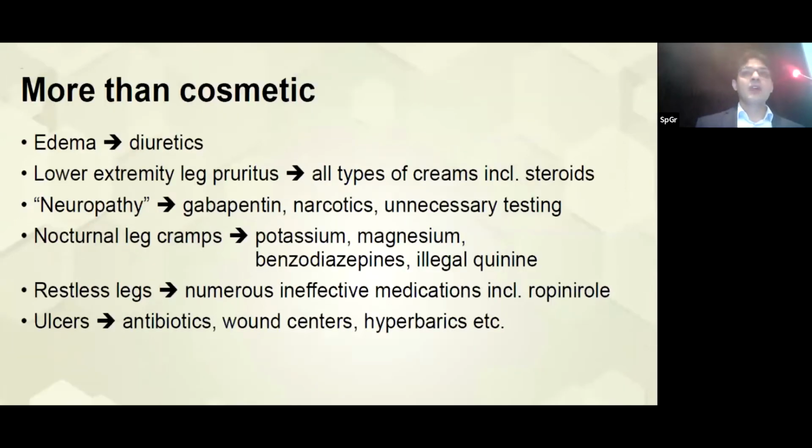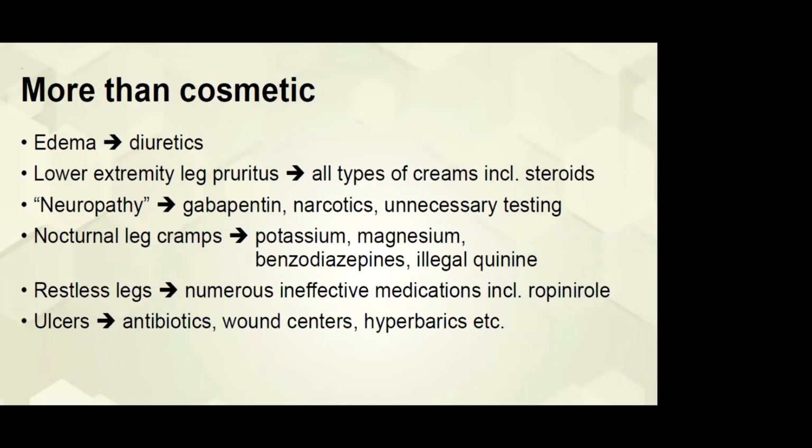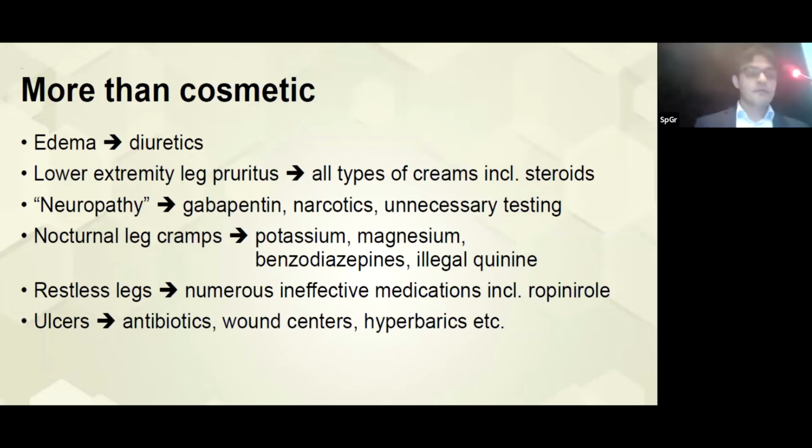And how do they present? They usually present with edema. And we think that this is because of the heart. We start them on what? We start them on diuretics. Or if they present with lower extremity pruritus or neuropathy, we start them on different sorts of pain medications and cream. Or if they have restless leg syndrome, again, very expensive medication. Or if they present with ulcers, we keep on treating them without looking at the underlying condition.